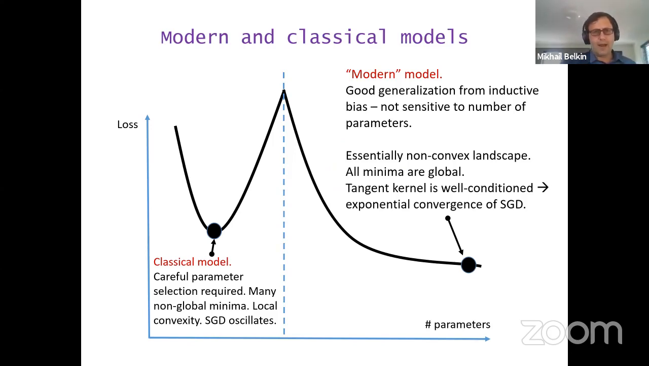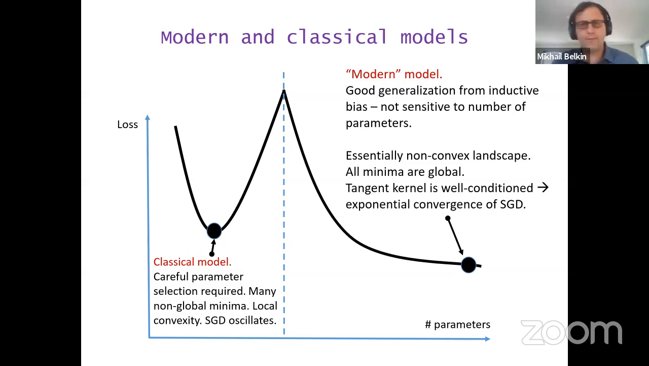On the left, we have this classical model. Careful parameter selection is required to find the bottom of the U. There are many non-global minima, and there is local convexity at the solution. In the modern model, we have good generalization from inductive bias, and it's not sensitive to the number of parameters, not so much. If we move left or right on this curve a little bit, it doesn't make a huge difference. That's what we observe in practice. Basically, taking a very large system often just works, and you don't really care how large, as long as you can fit it into your memory. And all minima are actually global minima.